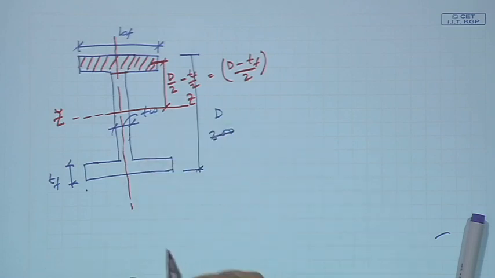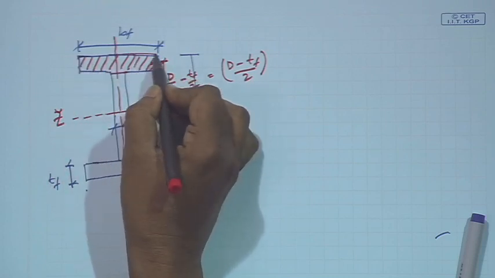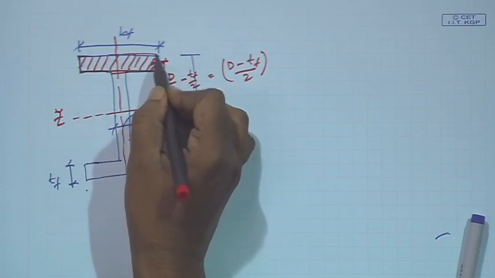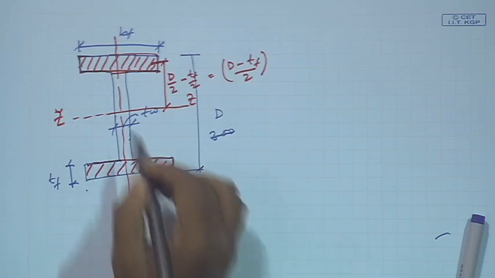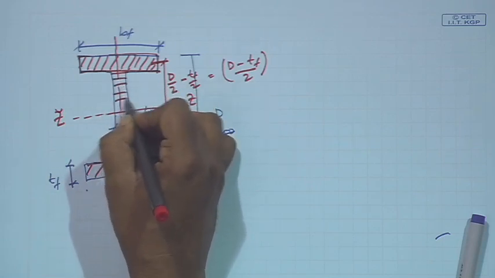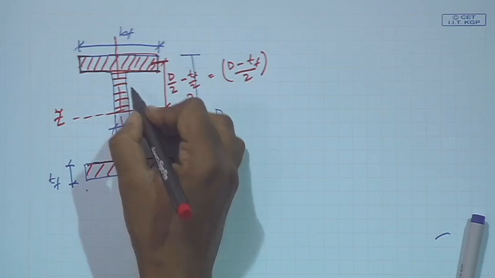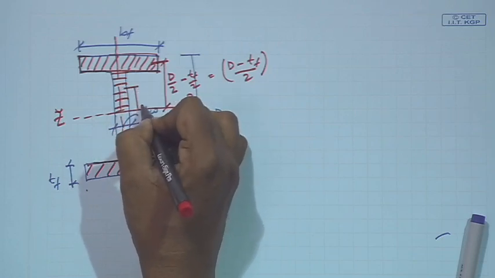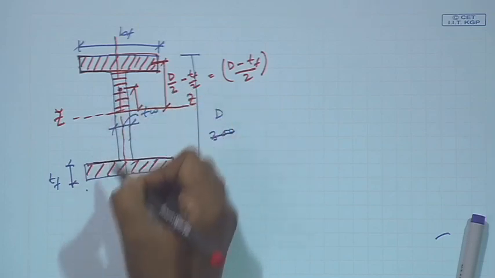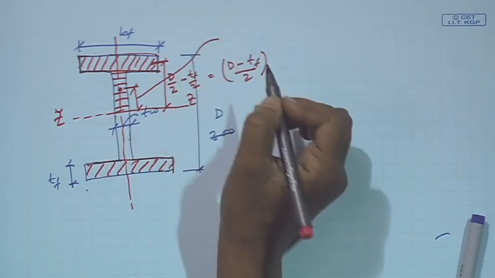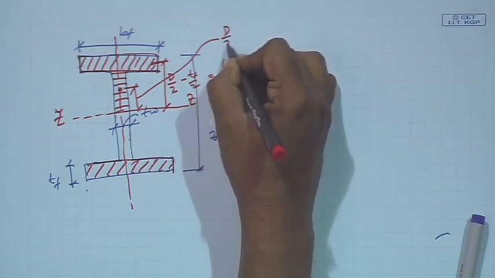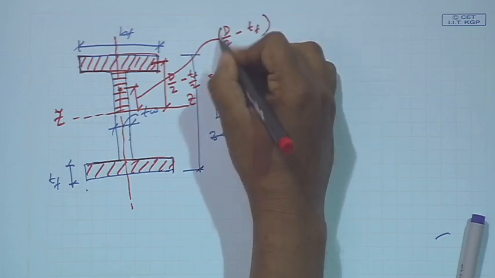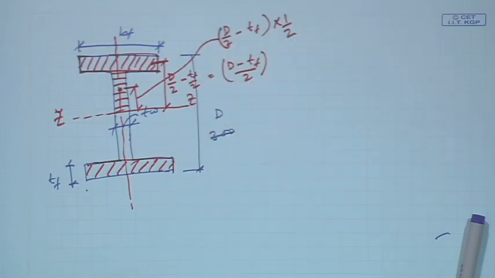So, this is one. I have to find the section modulus of this block into 2, because in this case also it will be the same. Then the section modulus of this area will be the area into its CG. If the CG is here, then this distance will be d by 2 minus tf by 2. This is how we will find out the section modulus.